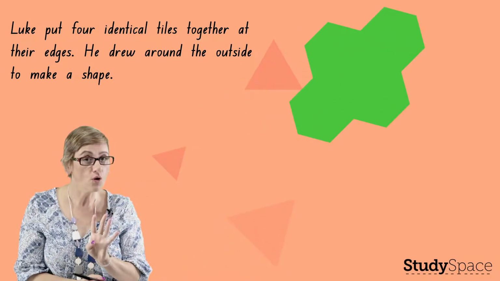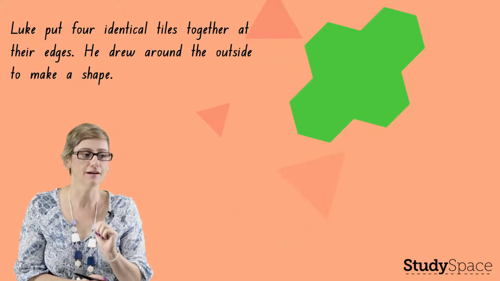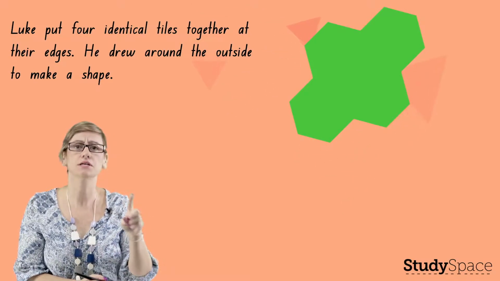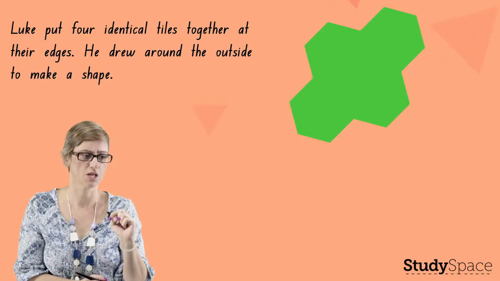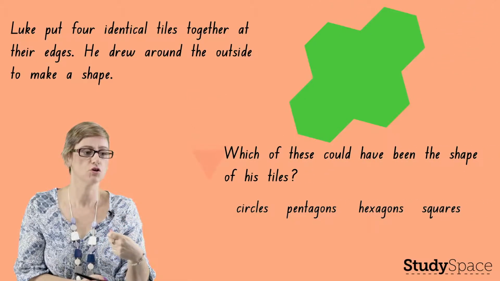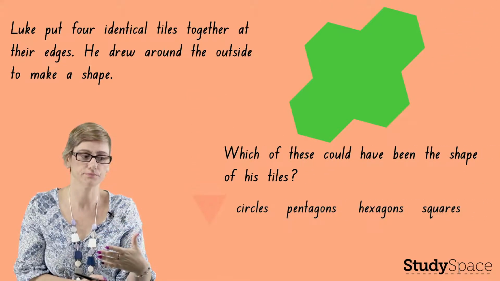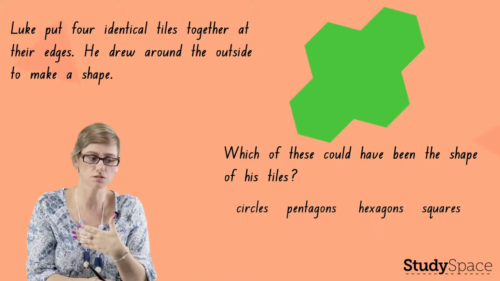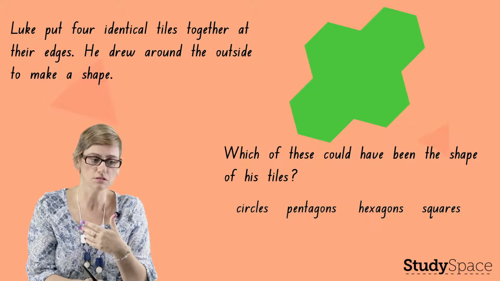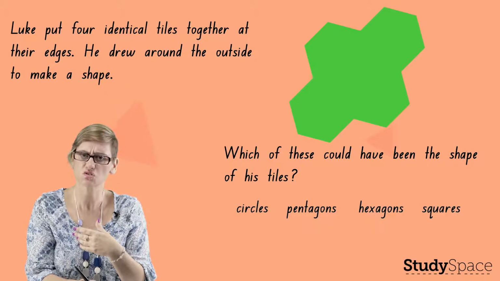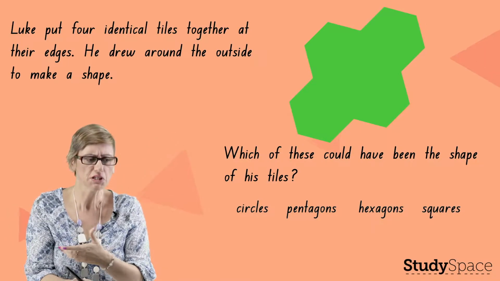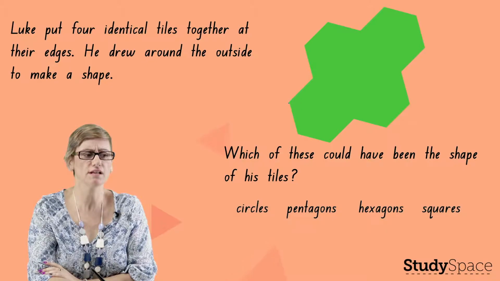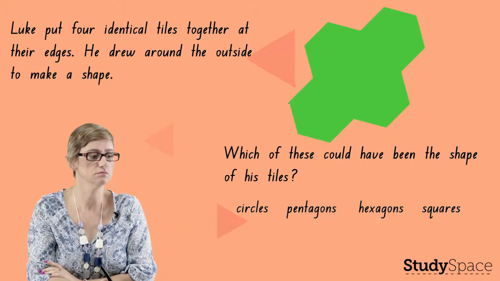Luke put 4 identical tiles together at their edges. He drew around the outside to make a shape. Which of these shapes could have been his tile? So let's have a look at our answers. We've got circles, pentagons, hexagons, or squares. So we've got corners, so it's definitely not a circle.